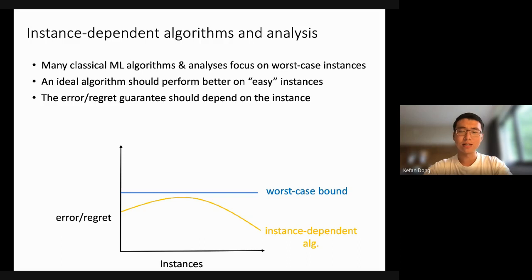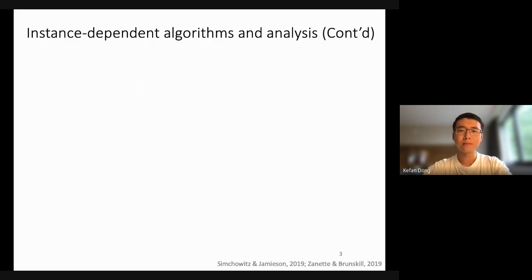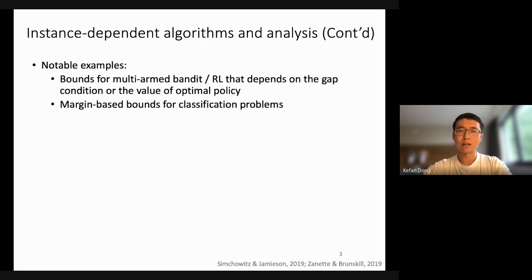But for instance-dependent algorithms, the error or the regret depends on the instance, so we can see some small values on easy instances. There are a lot of notable examples here for instance-dependent algorithms. For multi-armed bandits and reinforcement learning, we can have a regret bound that depends on the gap or the value of the optimal policy. And for classical supervised learning, we can have an error bound that depends on the margin.